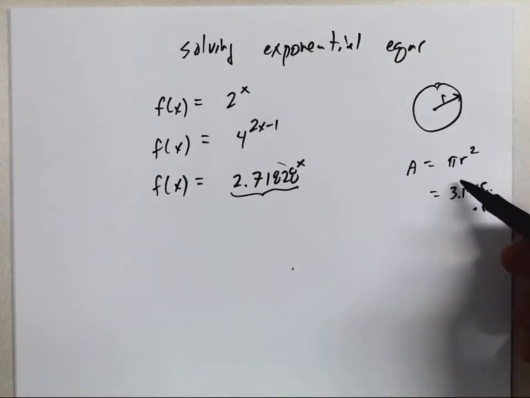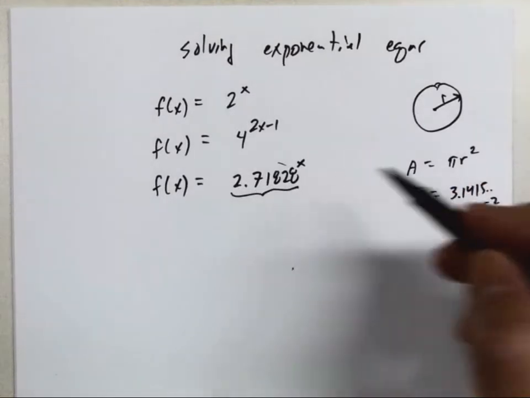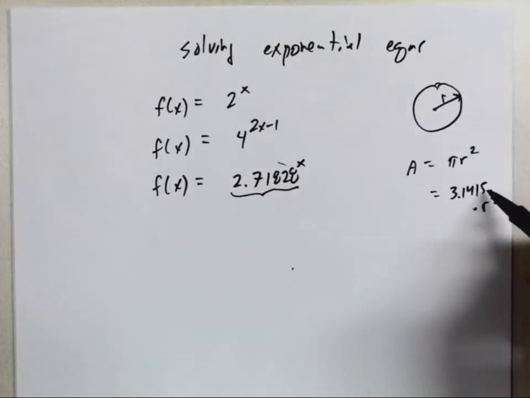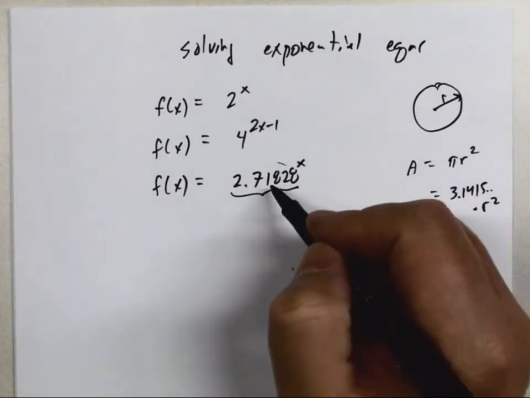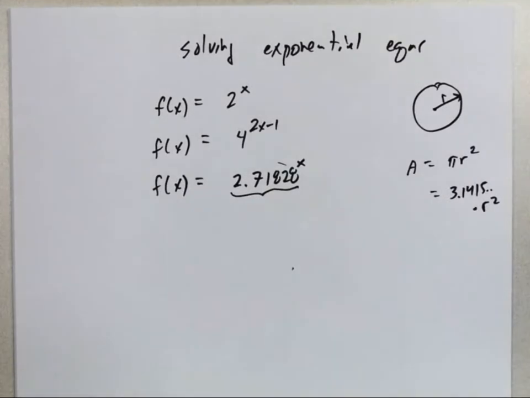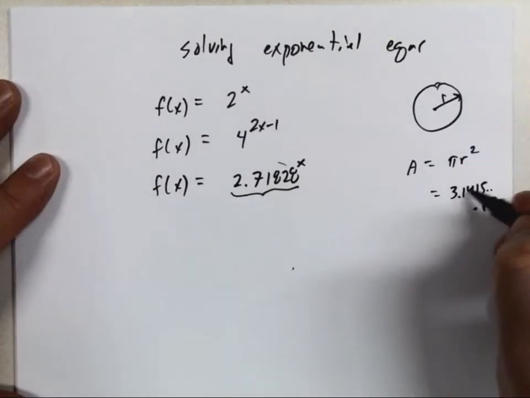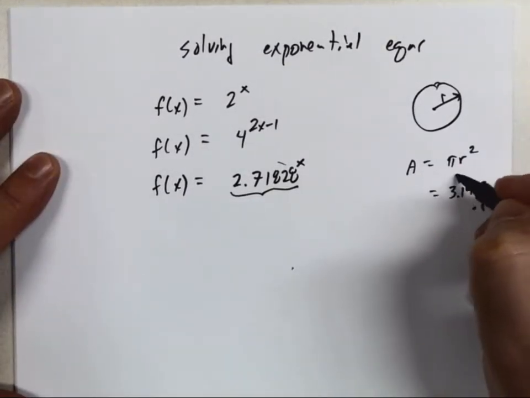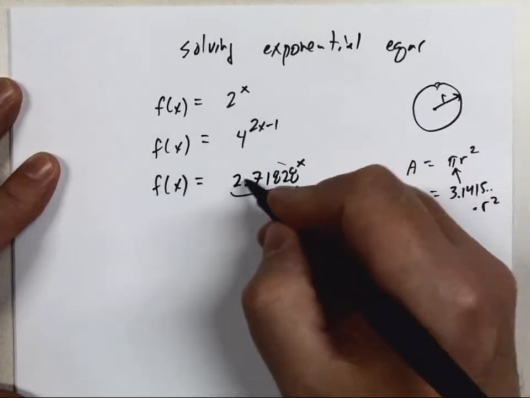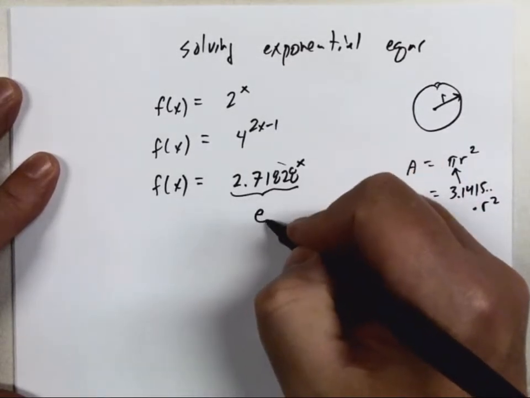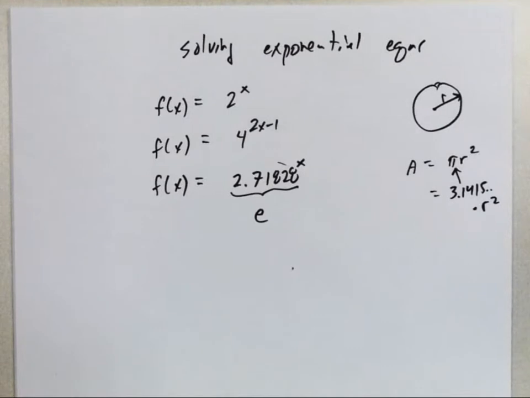Pi is a special number that occurs in nature. Once again, it's like a number God made. Well, there's a second number. Pi is 3.1415, and it goes on forever. This number is 2.71828. And just like 3.1415 has a special name, we call it pi, this has a special name, and the people in the math world just give it the symbol E.